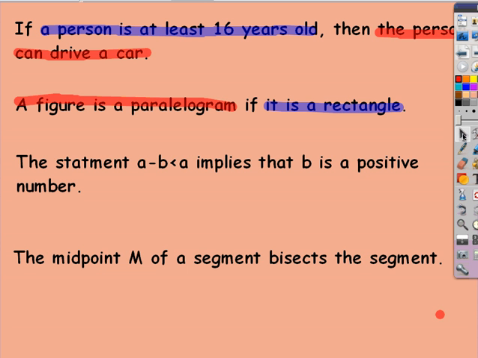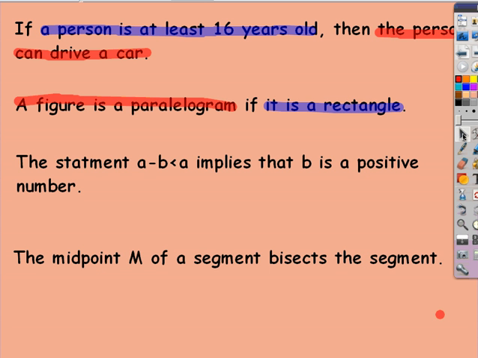In the next two, you'll notice there is no word if and there is no word then. In that case, when you don't see any ifs or any thens, what you're going to have to do is rewrite the statement as an if-then statement. So I'll read it here. The statement A minus B is less than A implies that B is a positive number.